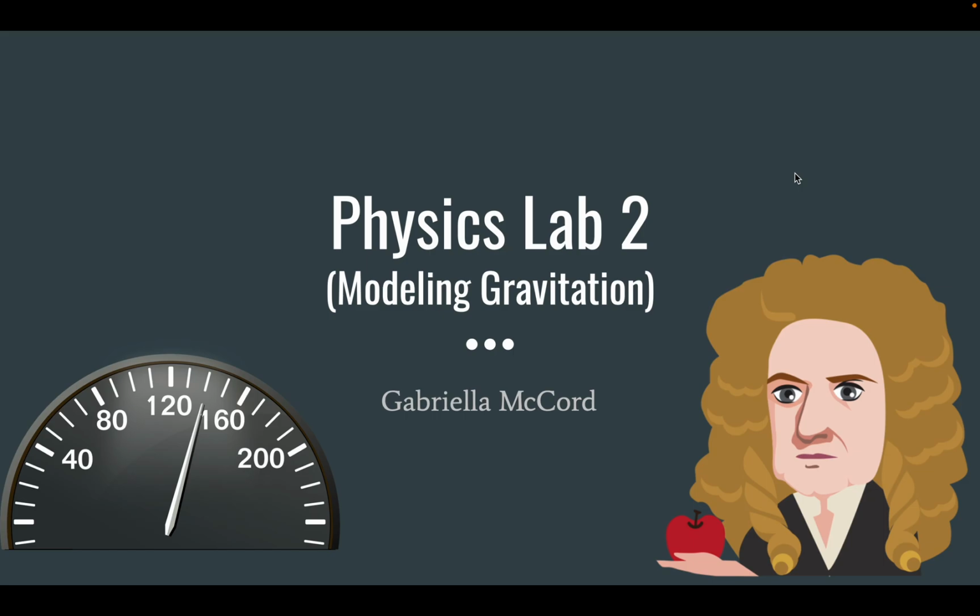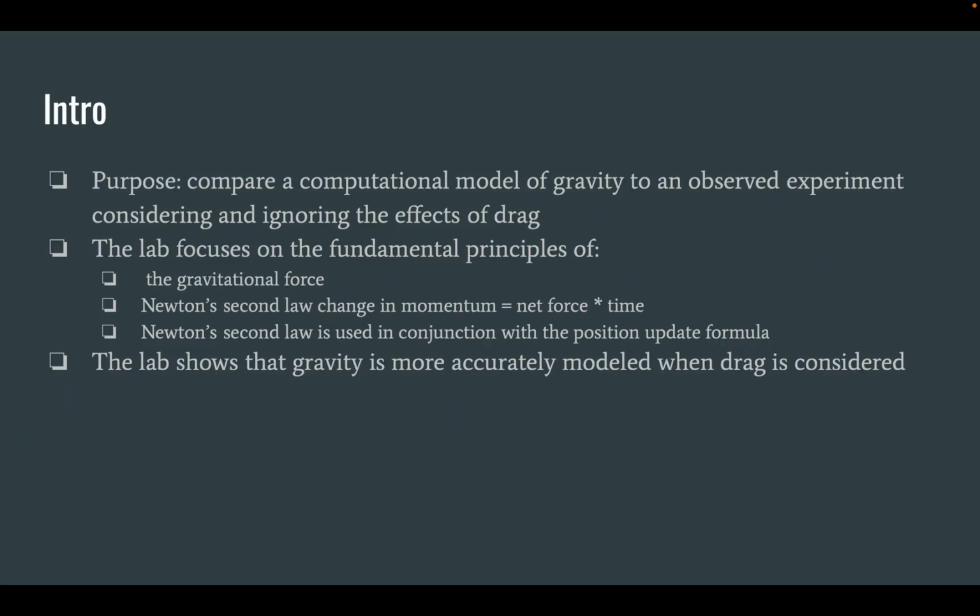This is Physics Lab 2, Modeling Gravitation. The purpose of this lab is to compare a computational model of gravity to an observed experiment, where we consider the effects of drag, and we ignore the effects of drag. The lab focuses on the fundamental principles of the gravitational force and Newton's second law, which is change in momentum equals net force times time.